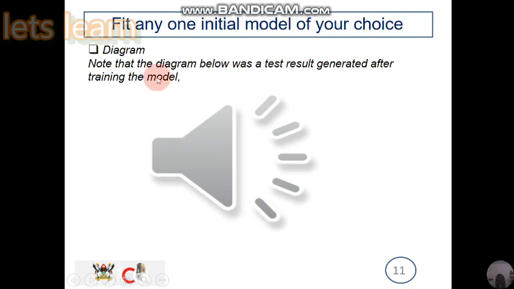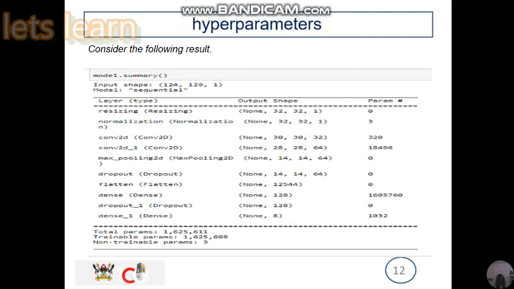So the fitting of the initial model of your choice for the diagram. Note that the diagram below is a test result generated after training the model. So this is how I've tried to fit any one of the models. Still, sorry, I used the same thing because I like this.